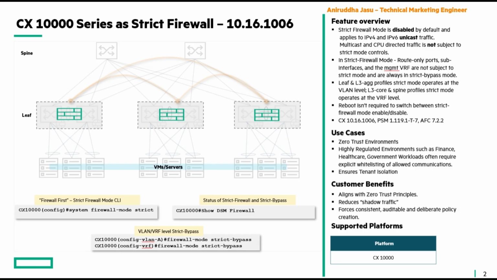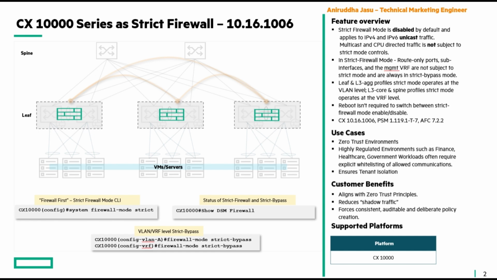The leaf and the L3 AG profiles, there are 4 profiles on CX10K. The leaf and the L3 AG profile strict mode operates at the VLAN level, and the L3 core and spine profile strictly operates at the VRF level. So basically, you have to understand where the switch is positioned in the environment and what profiling has been used. For example, the leaf mode, the border leaf mode, they have two different functionality. They have 2 different profiling, and the way the strict firewall would work depends upon the type of profile you have set. But the concept remains the same. You are firewalling, basically. It's just a matter of how it does.